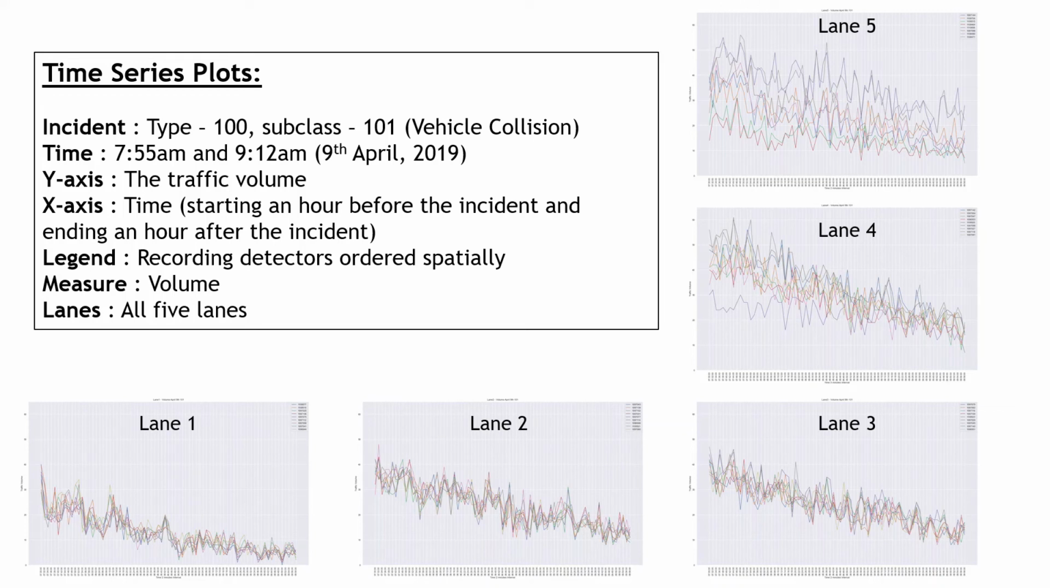So we can see that lane 5 is almost different from all the other lanes, indicating that the accident has happened only on lane 5. This is the way I identify patterns from these types of plots.